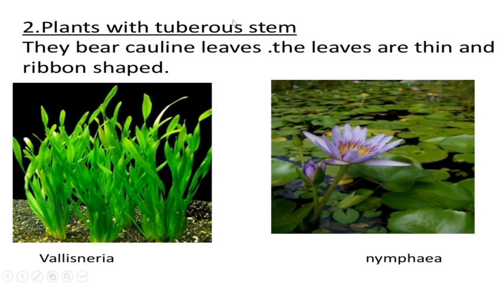Plants with tuberous stem. Now they bear cauline leaves. The leaves are thin and ribbon shaped. Example is Vallisneria. Now such long elongated leaves are there. They are completely submerged and the stem is tuberous. Example Vallisneria. And Nymphaea. Nymphaea is a floating hydrophyte. Leaves float on the surface of the water, and reproductive bodies, that is the flowers, are developed above the surface of water. Example Nymphaea means lotus.